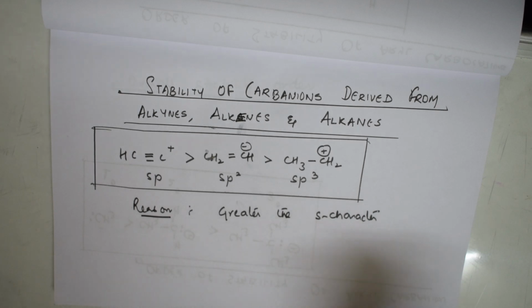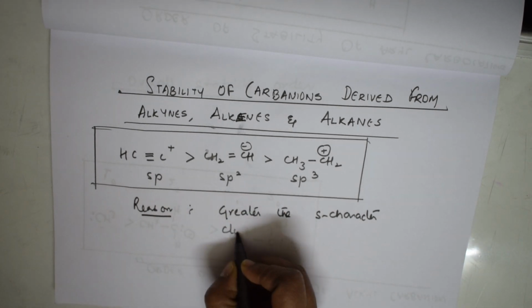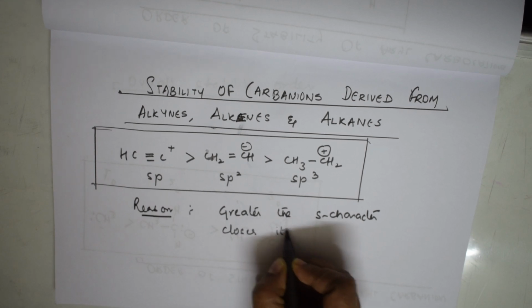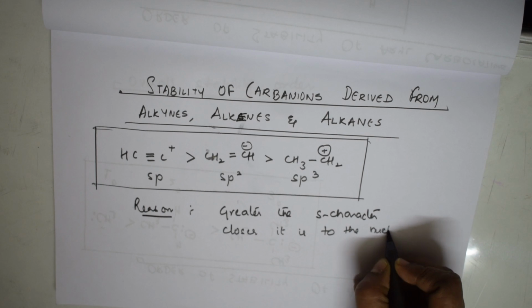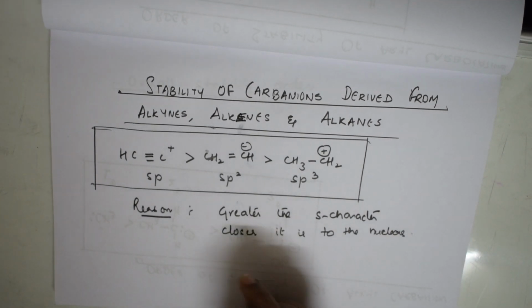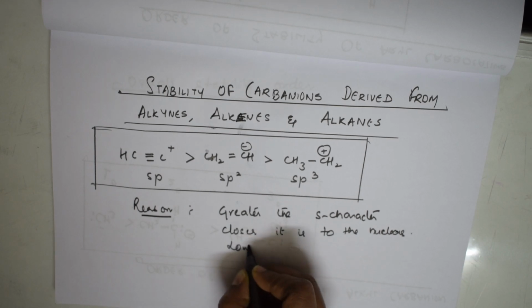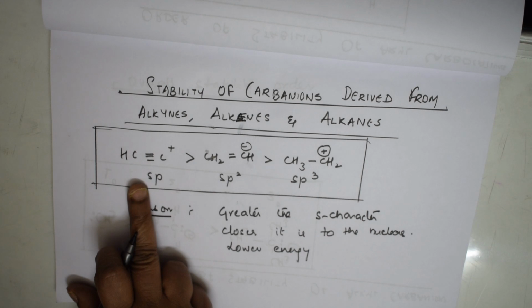Yes students, greater the S character, you are able to understand, because S I took, closer it is to the nucleus. That means Z effective is very, very strong in this. Closer to the nucleus. Perfect. If it is closer to the nucleus, what will happen to this one? Lower energy. Lower energy. Now check. Here S character is 50%.